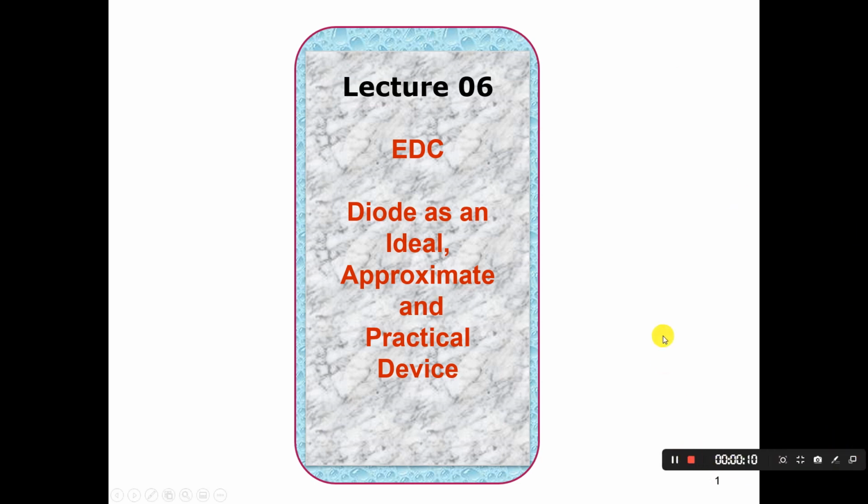This is lecture 6 in the course Electronics Devices and Circuit. So this time it's again diode, but this time we will try to differentiate the diode's different models. The first model is the ideal model, then the approximate, and the third is the practical model.